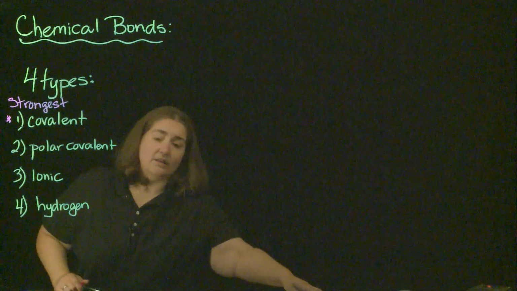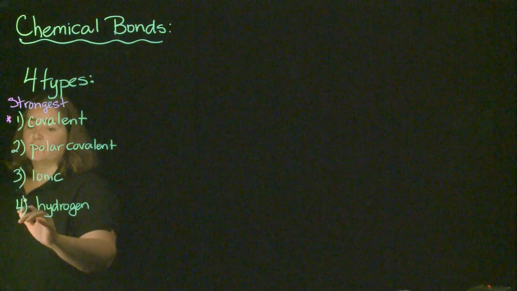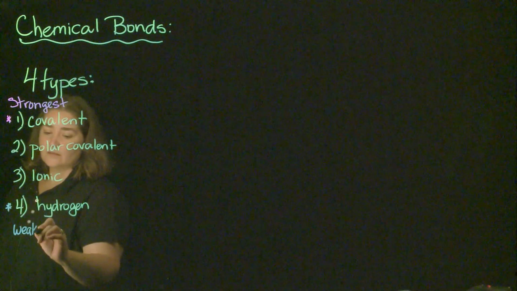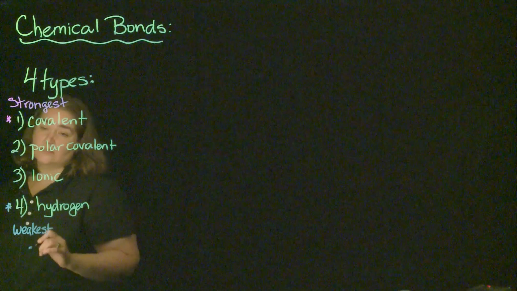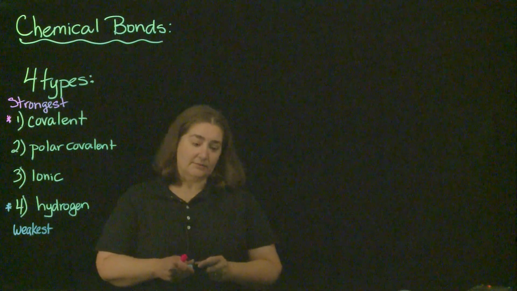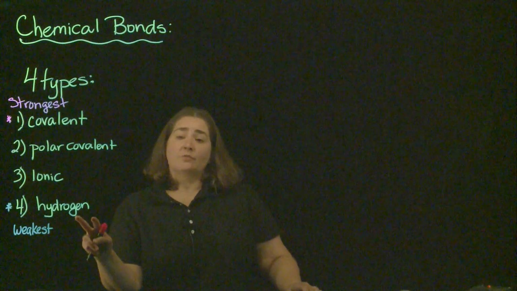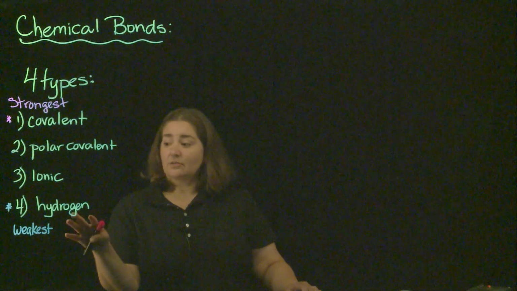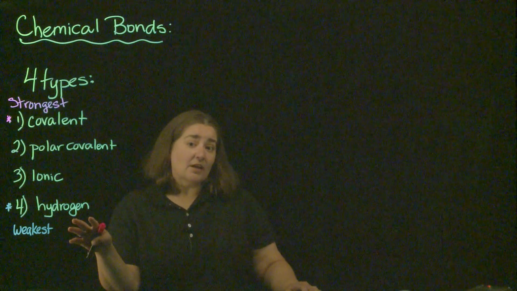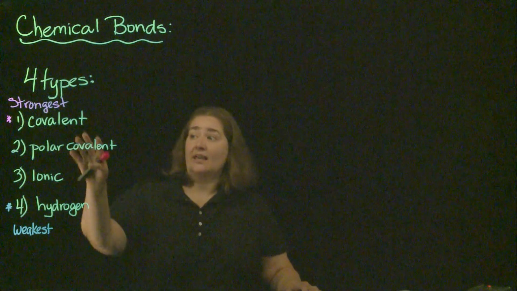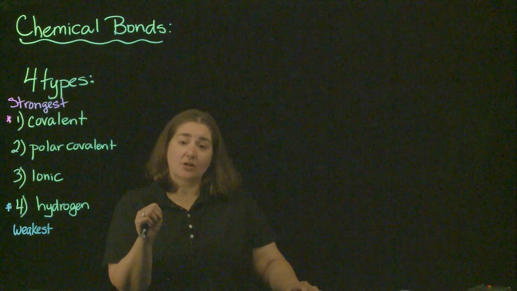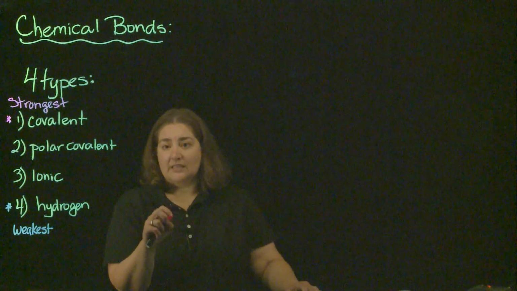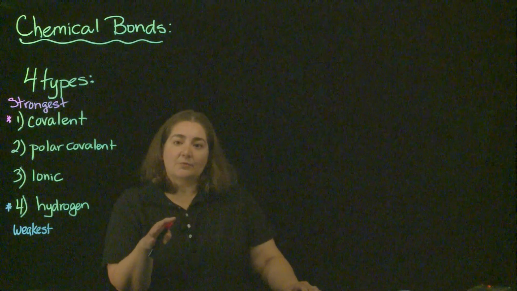Okay, if we go all the way down here to number 4, this is going to be our weakest type of chemical bond. Okay, hydrogen bonds are also going to be found within the DNA double helix. Okay, and why you've got hydrogen bonds which are weak and covalent bonds which are strong, we're going to discuss when we go over the physical structure of DNA. Okay, but I'll give you the punchline now.